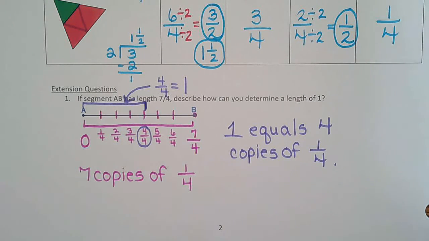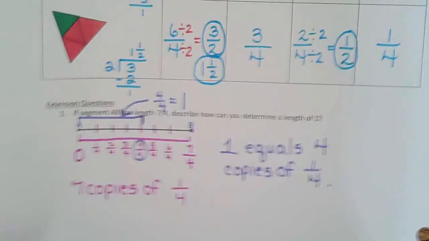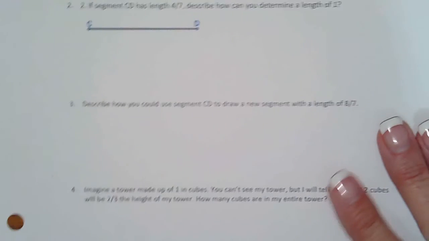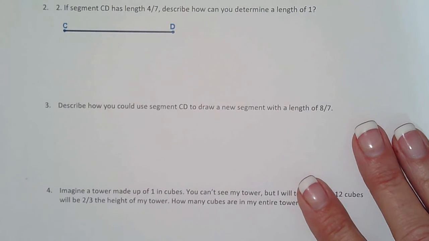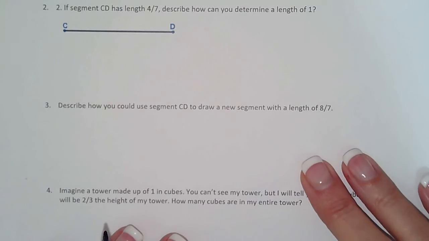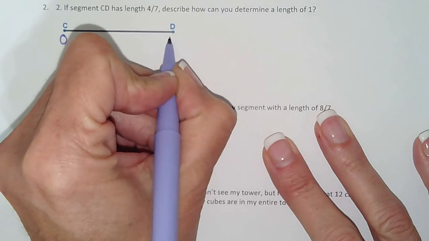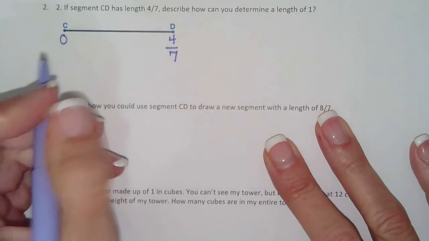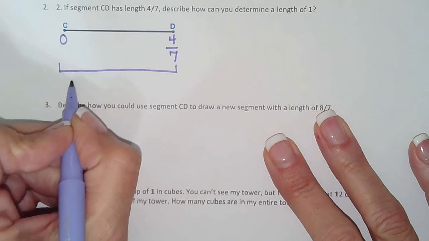Okay, I think we might have time for one more, so let's turn to the last page of this packet. This one's almost identical, so this is a really good one to practice on. See if you got it. So this one says segment CD has a length of 4/7. So that means 0 is here and 4/7 is here. So that means this is 4 copies of 1/7.